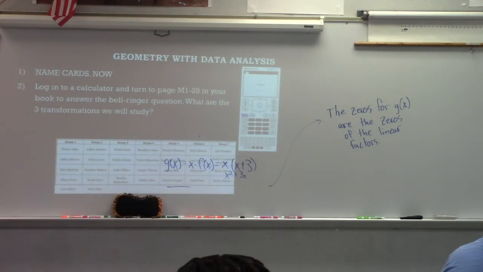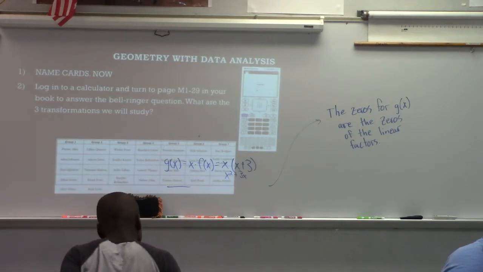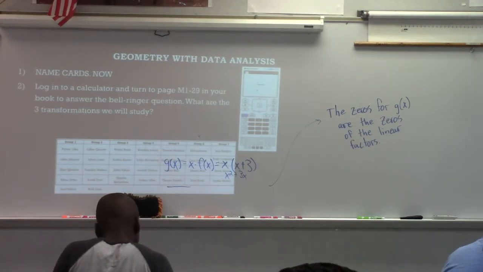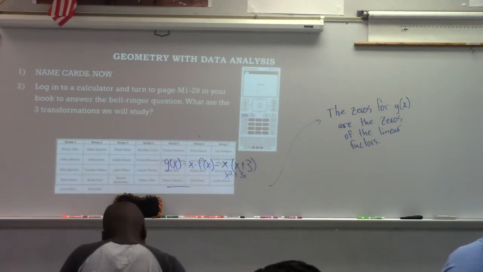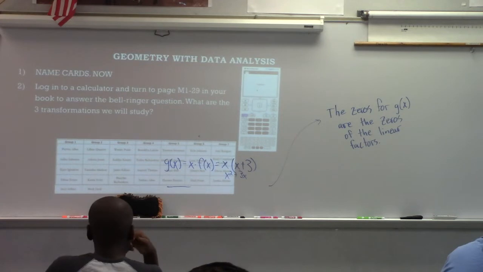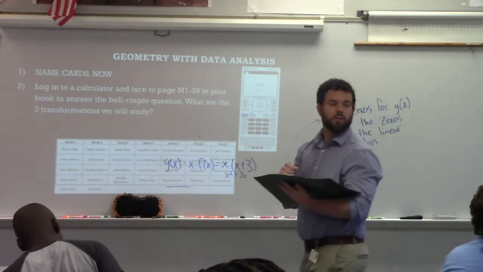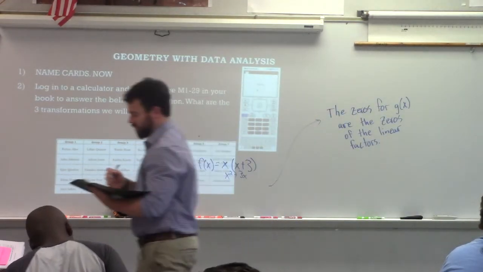Hey, Maddie and Karya, have you finished the bell ringer? Then reset the calculator. But if it's not letting you log in, then you need to ask a question on how to fix that instead of talking about things that don't relate to math. And put it under the desk.